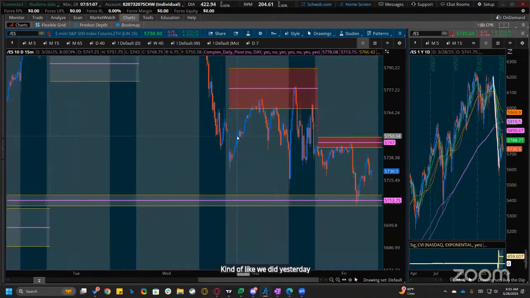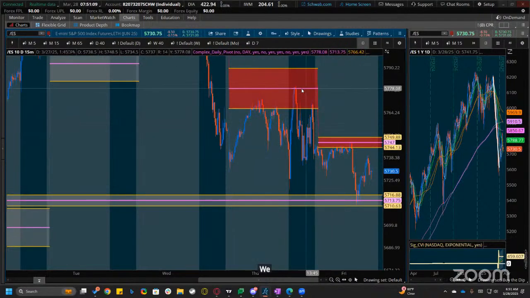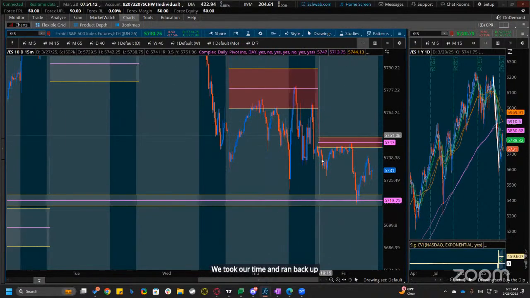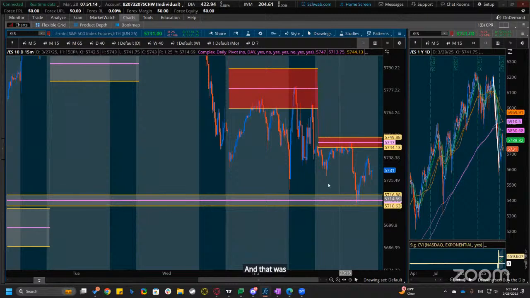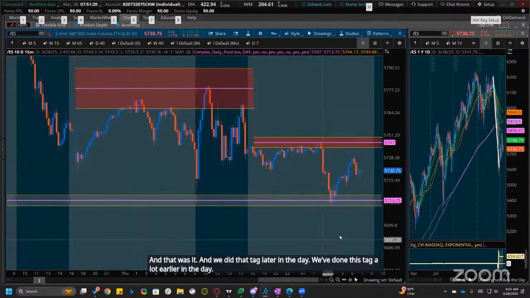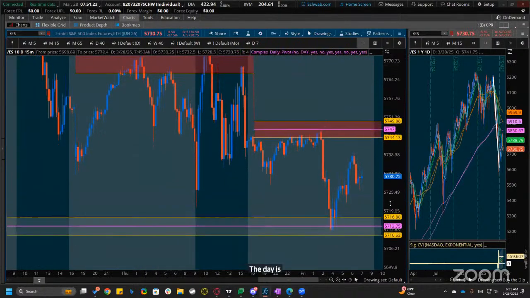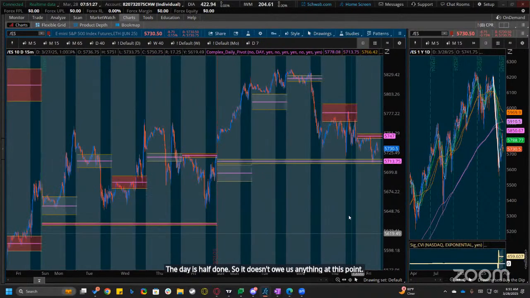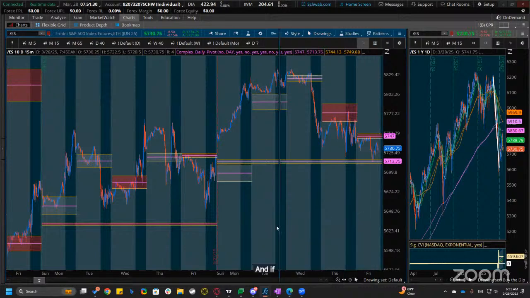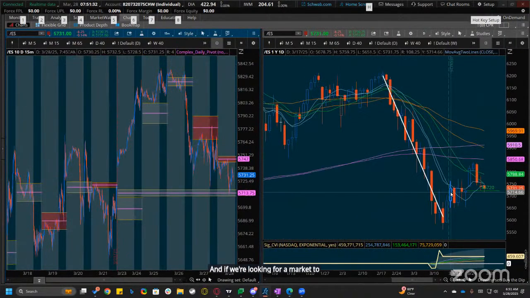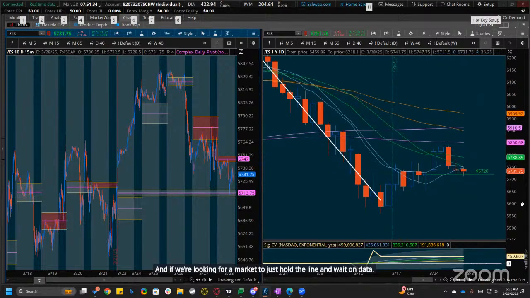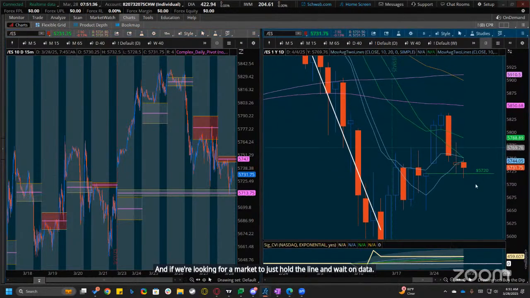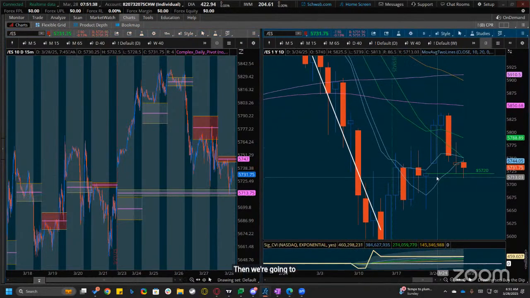When we opened underneath it, we took our time and ran back up and finally got it, tagged it, and that was it. Now we did that tag later in the day. We've done this tag a lot earlier in the day. The day is half done, so it doesn't owe us anything at this point. And if we're looking for a market to just hold the line and wait on data, then we're going to expect to do that.